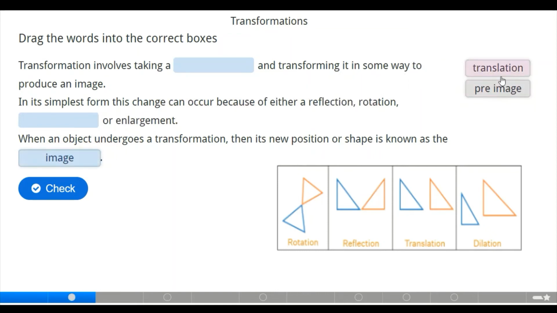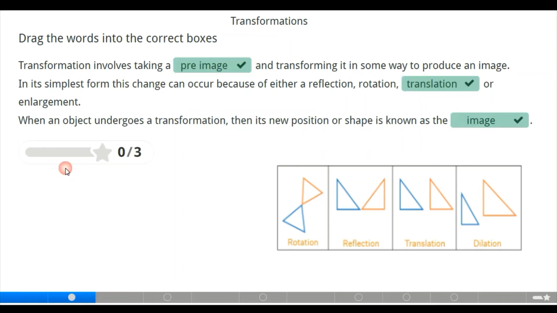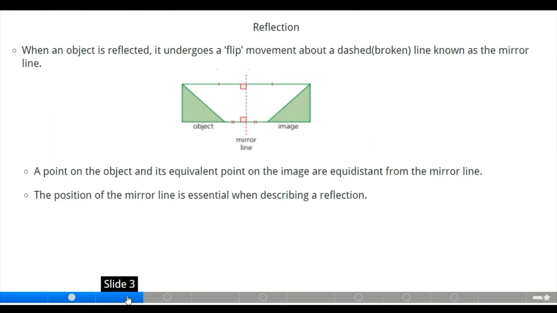So let's put the appropriate letters inside these sentences. For transformation to take place, we need a pre-image, and one of the examples of transformation is translation. Now let's look at an illustration here. This is for rotation, reflection, translation, and dilation, or we call it enlargement. With that, we're going to start with reflection.